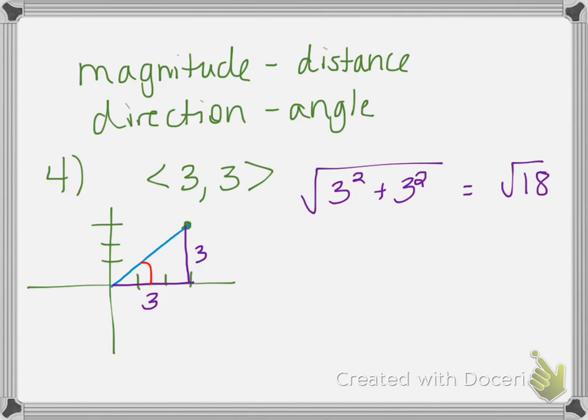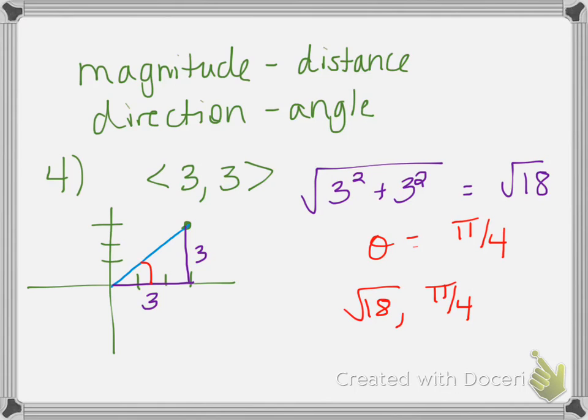If I know the two sides are the same, I know that this is an isosceles triangle, so I know that the angle is pi over 4. So if I were writing down the answer here, I would write square root of 18 and pi over 4, because that's the magnitude and then the direction.